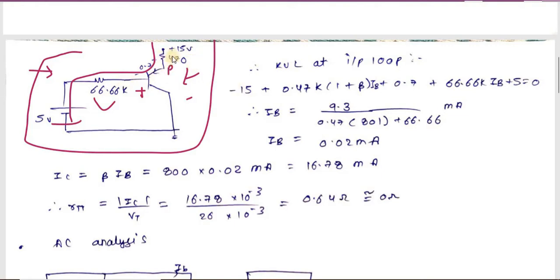So if we apply KVL we will get minus 15 plus 0.47K into IE plus 0.7 plus 66.6K IB plus 5 volt equals to 0, okay. So if we simplify it we will get minus 15, 0.7 and 5. It will be minus 15 plus 5 is minus 10 plus 0.7, it will be minus 9.3, okay.